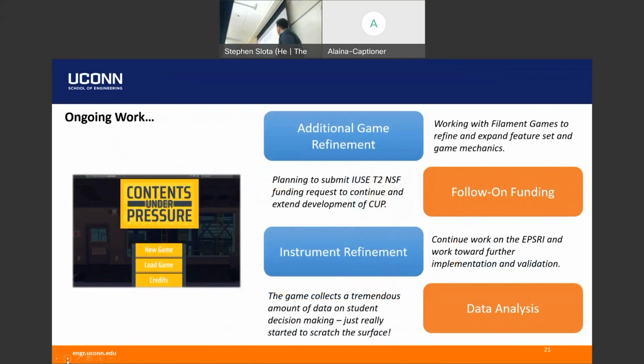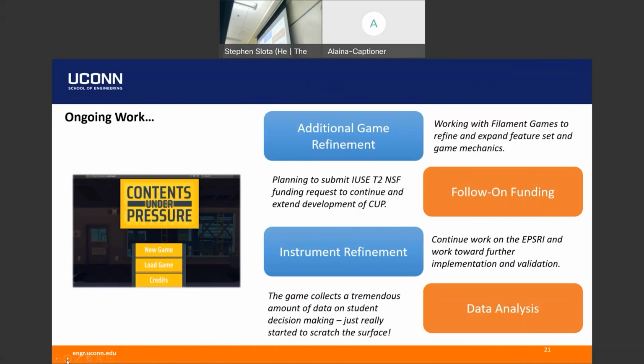Our ongoing work with this includes additional games. We've been working with Filament to refine and expand the feature set and game mechanics. Now there's Google login, so everything is saved in the cloud, and it's a lot easier to play and pick back up. Eventually, I'd love this to be a mobile game. The mobile development costs at the time we started were astronomical, so that's why it's a web-based game right now.